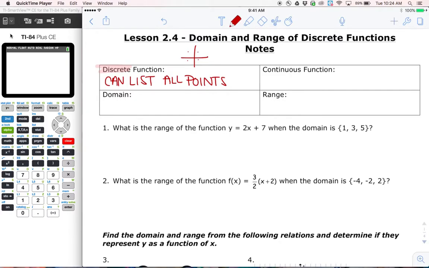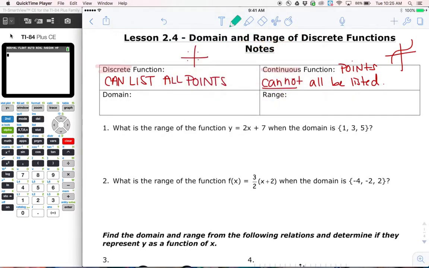A continuous function is the opposite of that, right? You cannot list all the points. So points cannot all be listed. And this graph always has some kind of line or curve, right? We cannot list all the points on that line because there are too many. And so that's a continuous function. There's almost always some kind of line. The points are connected.